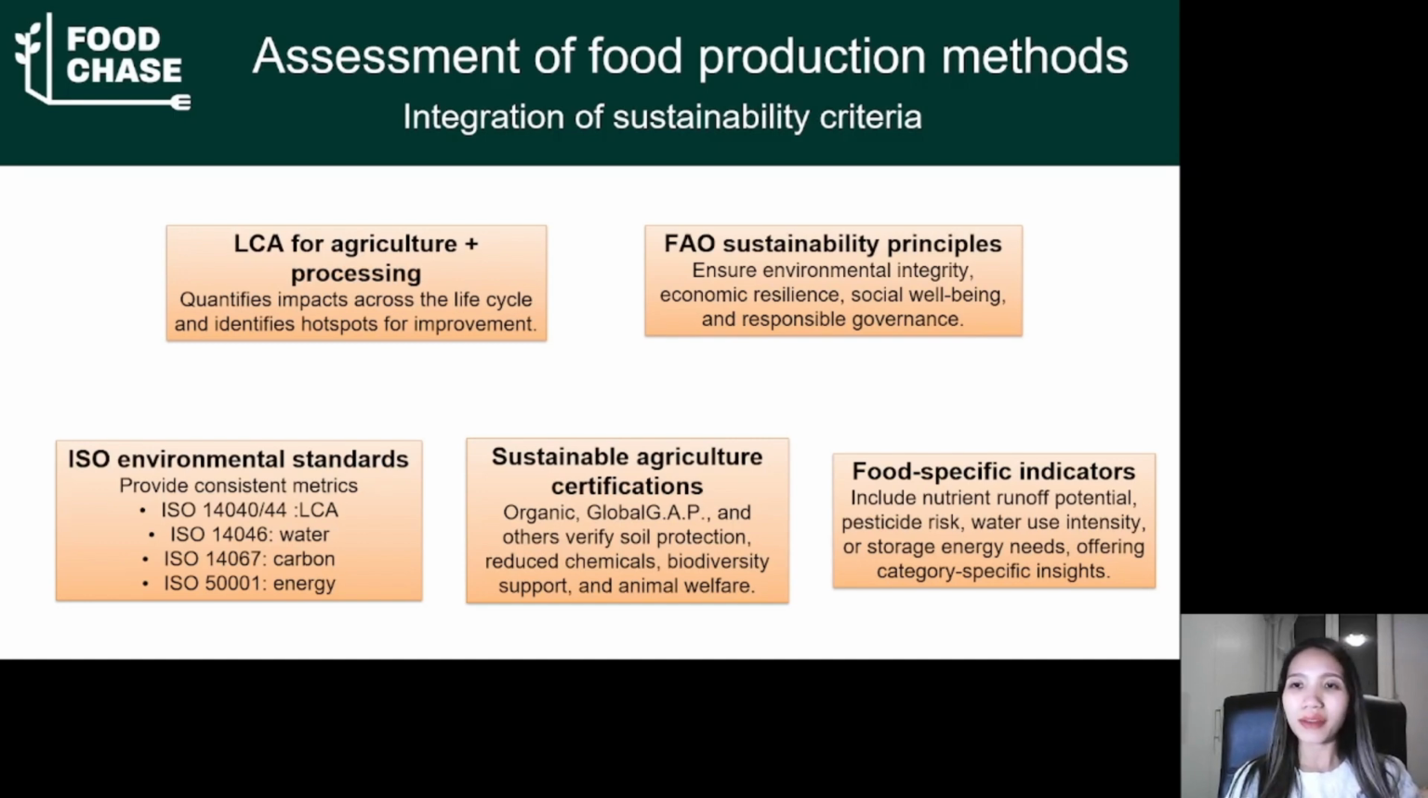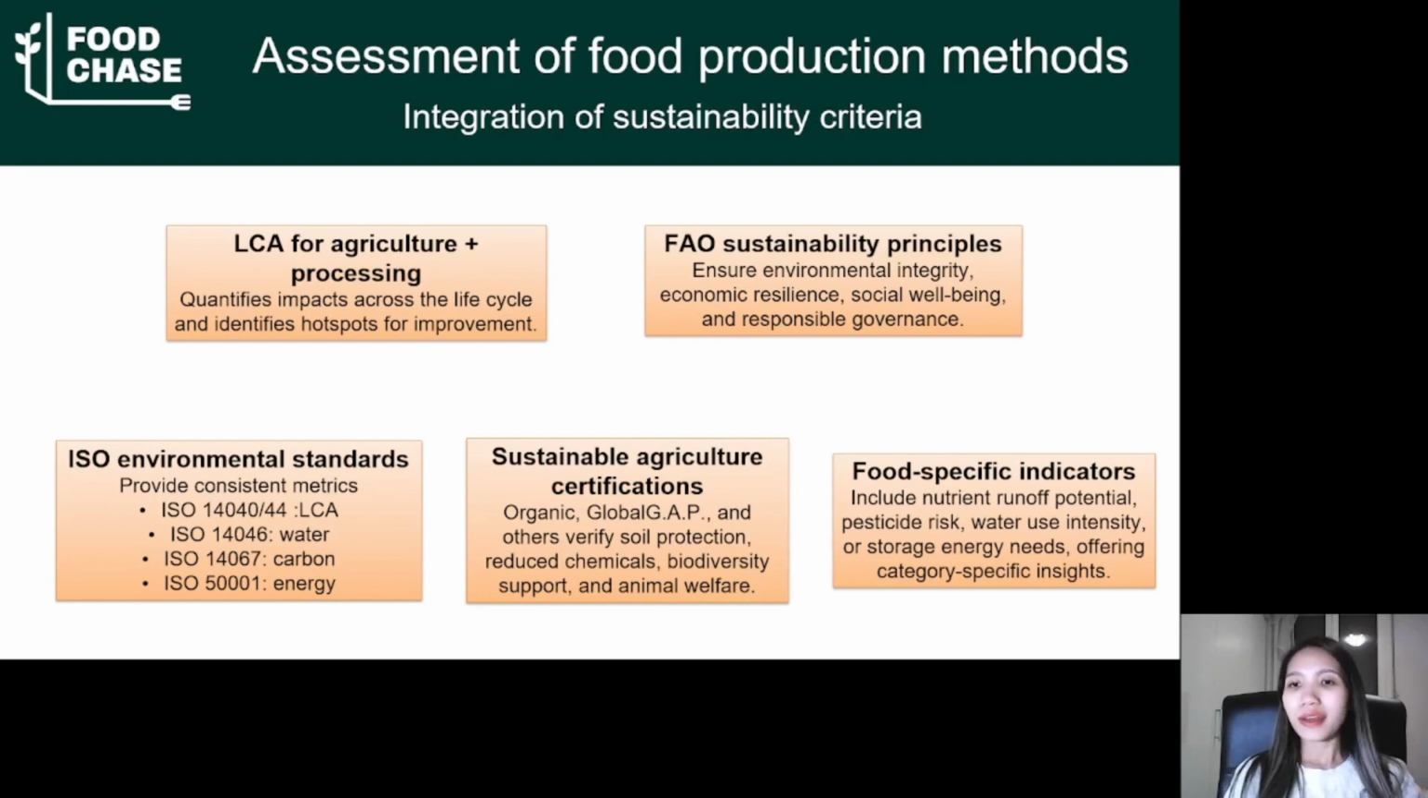FAO sustainability principles ensure environmental integrity, economic resilience, social well-being, and also responsible governance. Then we have a series of ISO standards about life cycle assessment, water use, carbon footprints, and energy use. Sustainable agriculture certifications like organic and GlobalG.A.P. verify soil protection, reduced chemicals, biodiversity support, and animal welfare.